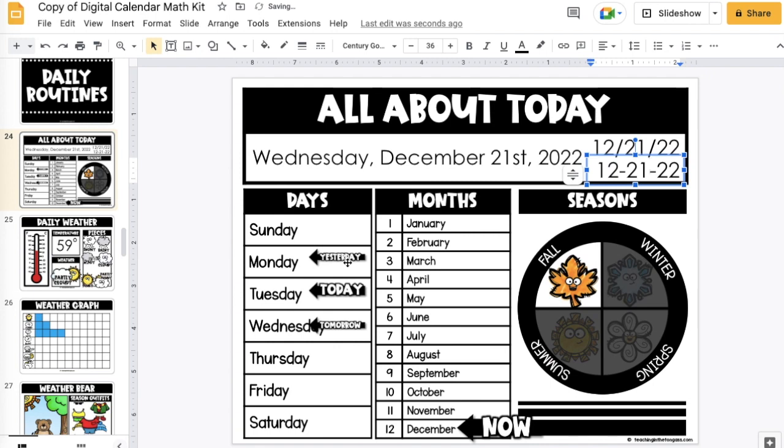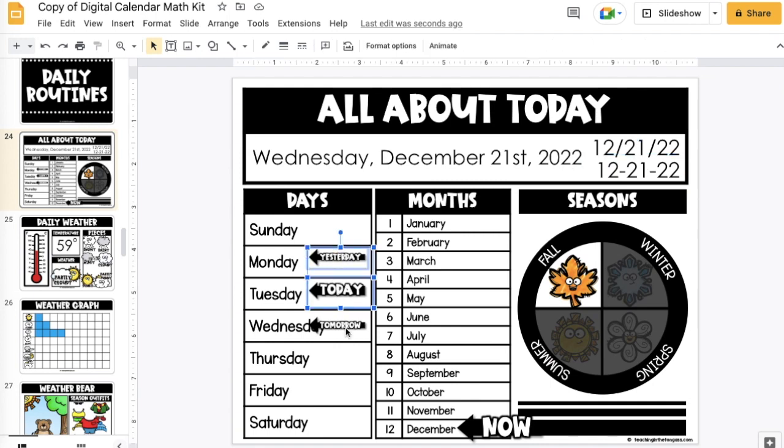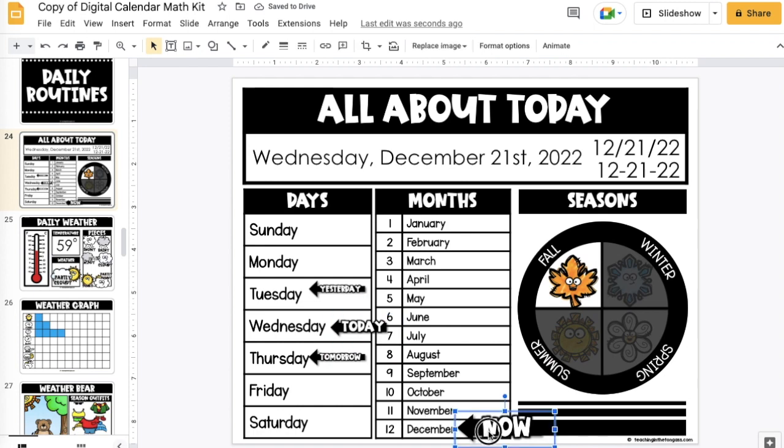Yesterday was Tuesday, today is now Wednesday, and tomorrow will be Thursday. So let's change this to reflect that. It is still the 12th month of the year, December, but today is the first day of winter, so we'll be changing our season from fall to winter.